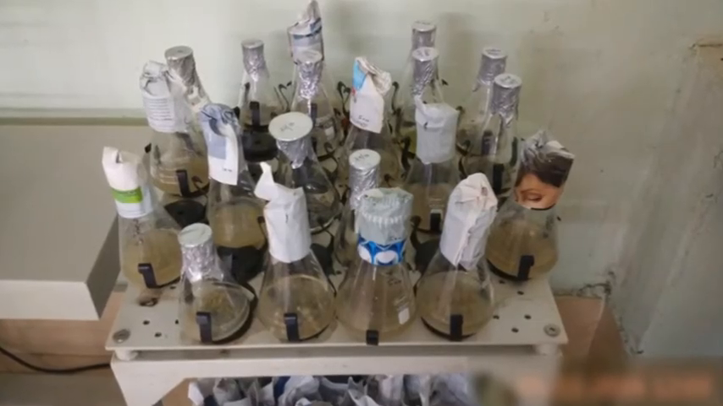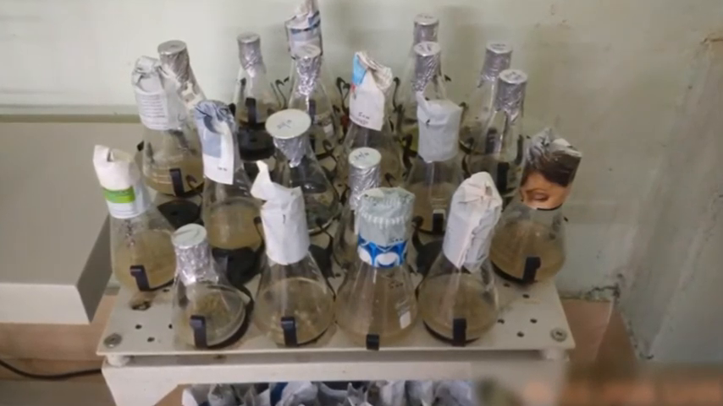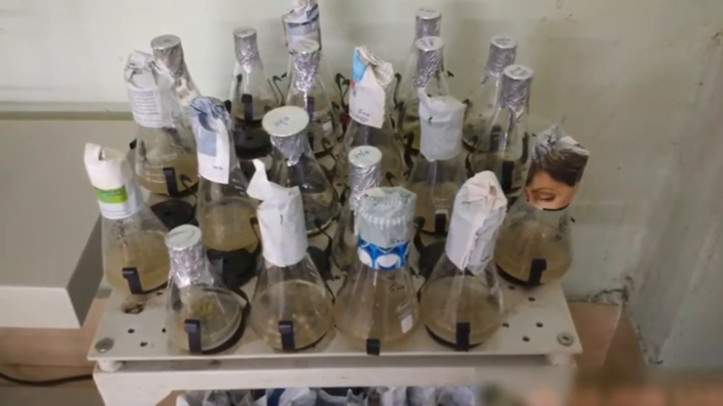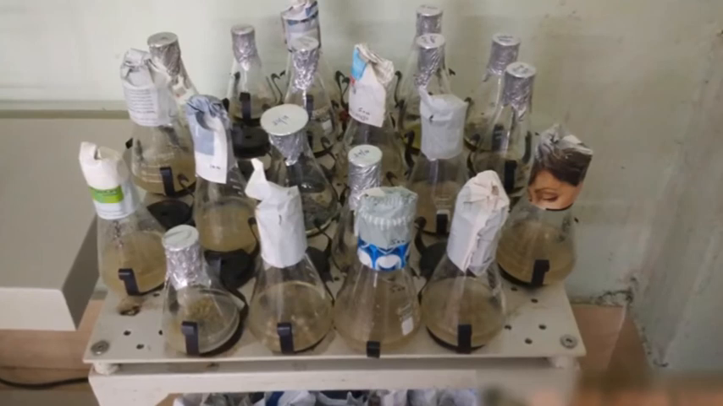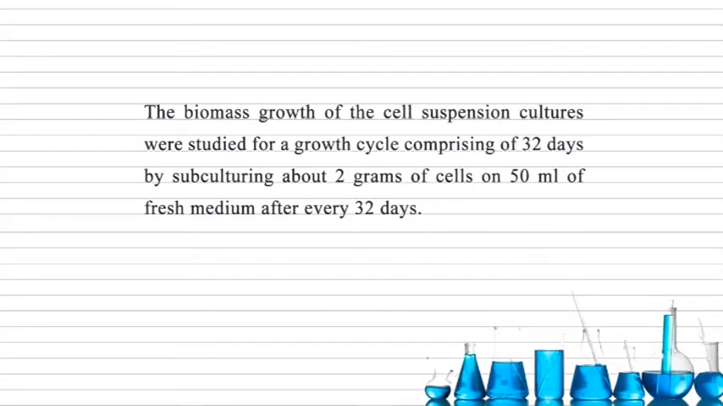Cultures are agitated on a rotary shaker at 125 rpm and maintained in complete darkness at a temperature of 25 ± 2 degrees Celsius. The biomass growth of the cell suspension cultures was studied for a growth cycle comprising 32 days by subculturing about 2 grams of cells on 50 ml of fresh medium after every 32 days.